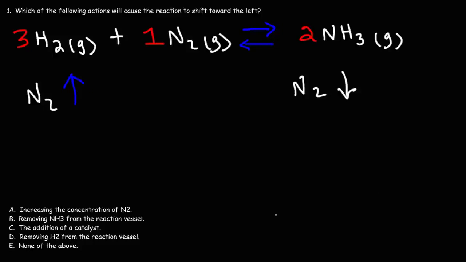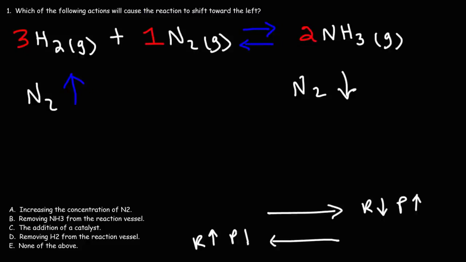And remember, anytime the reaction shifts towards the right, the reactants will go down, the products will go up. If the reaction shifts to the left, the reactants go up, but the products go down. N2 is a reactant, so it's going to go in a direction to decrease that reactant. So it's going to shift towards the right. Thus we can eliminate answer choice A because it's going towards the right.